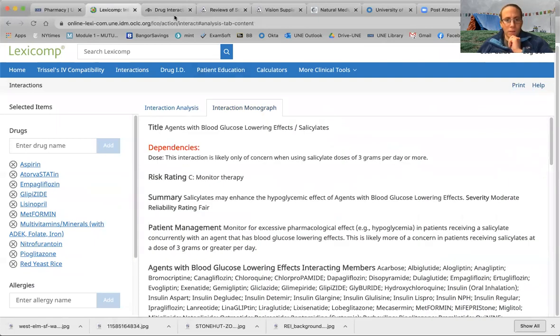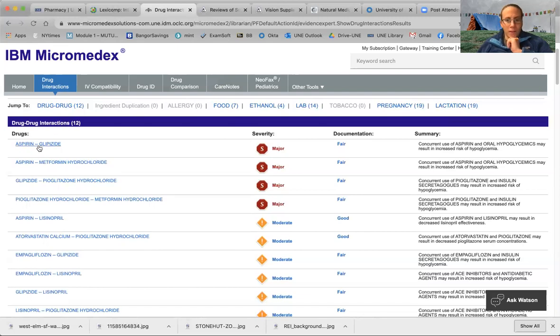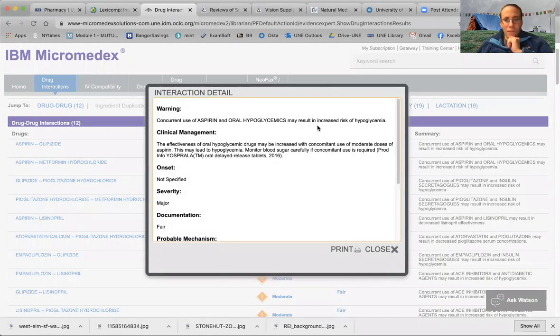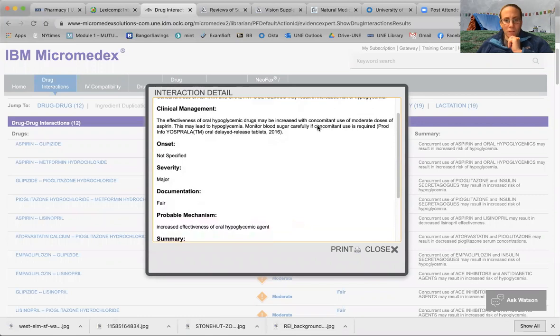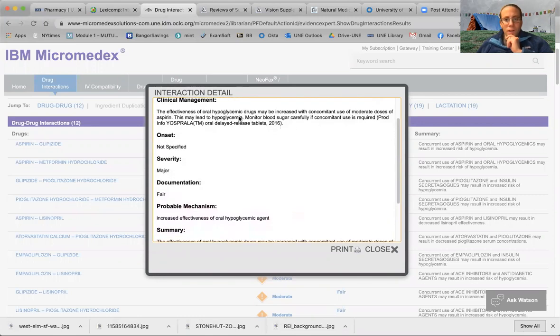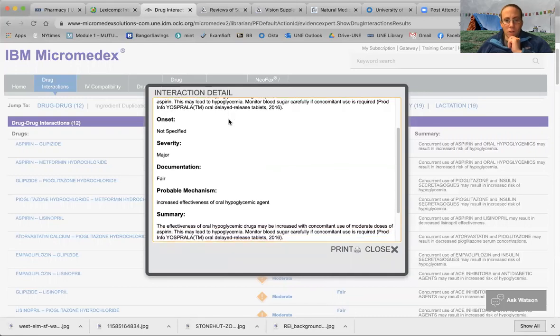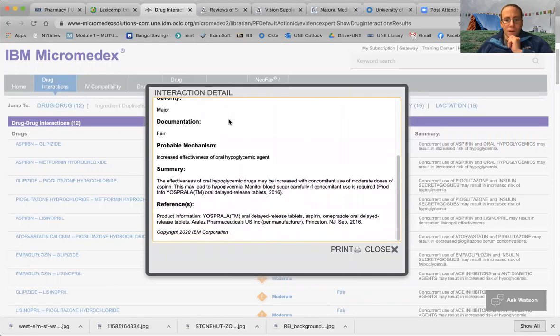on dose, and I wasn't very concerned about it. When I see this, honestly, that kind of freaks me out a little bit. So I'm going to go in and click on this and see what we see. May result in increased risk of hypoglycemia. Effectiveness of oral hypoglycemic drugs may be increased with concomitant use of moderate doses of aspirin. This may lead to hypoglycemia. Monitor sugar carefully. So this is all we get here.